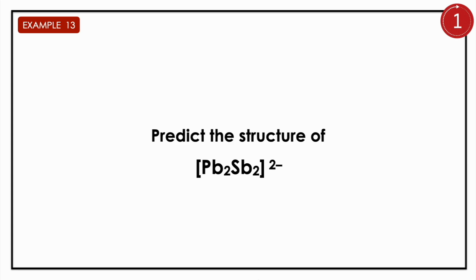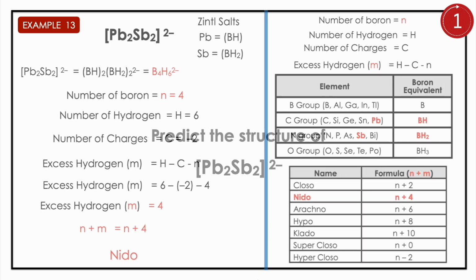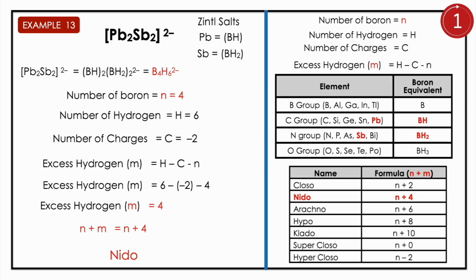Then the next example, here you have Pb2Sb2 2 minus, a dimetal system, lead and antimony. The anion is in the system. You should find the structure using Wade's rule. The compound is interesting because the cluster is formed by two metals, Pb2Sb2, lead and antimony.